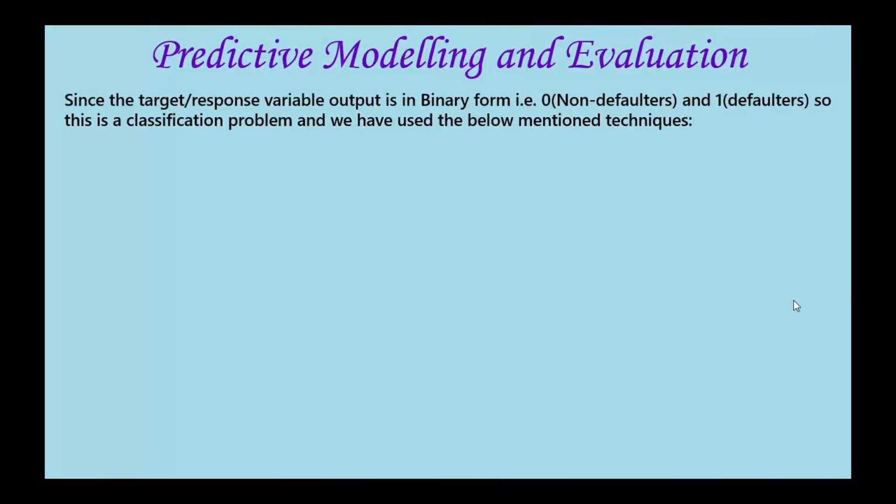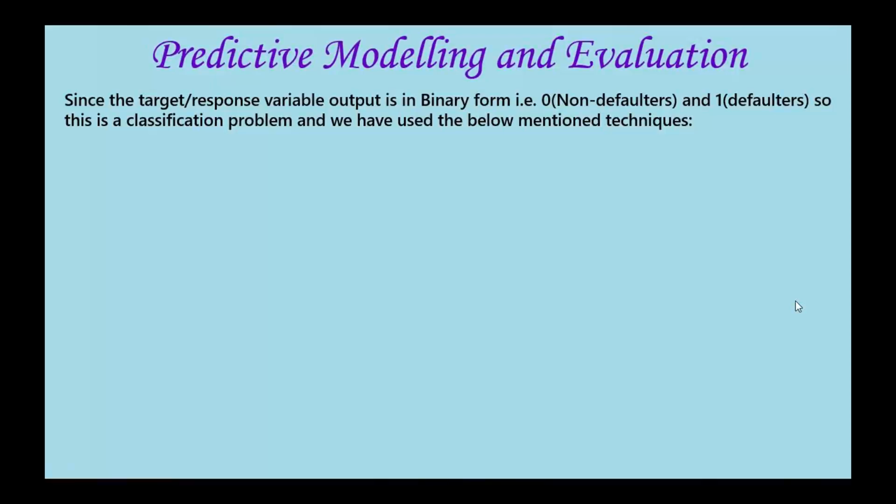Now the data is prepared and we are ready for building the model. As Shreyas mentioned earlier, our main goal is to predict whether the person applying for a loan will be a defaulter or non-defaulter. So here our target or response variable is in binary form.